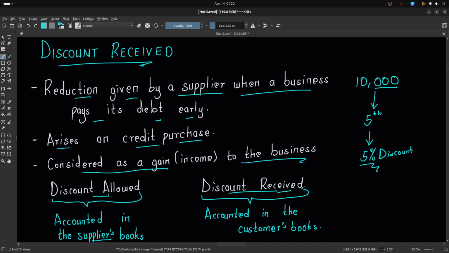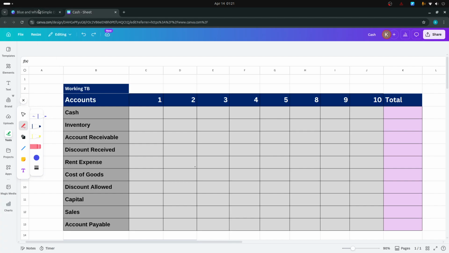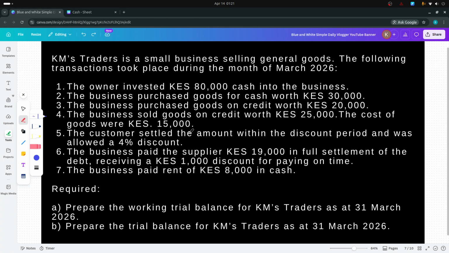Okay, so let us look at an example. We see how to differentiate between discount allowed and discount received. Okay, so we have KM Traders, which is a small business selling general goods, and these are the transactions that took place during the month of March 2026.